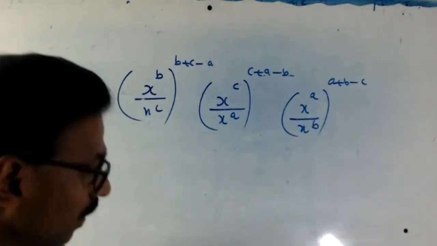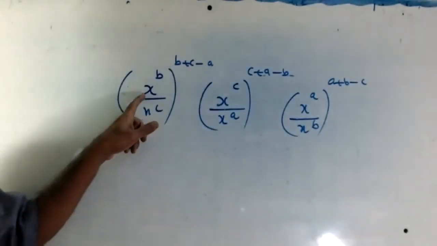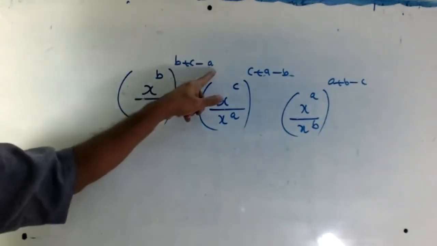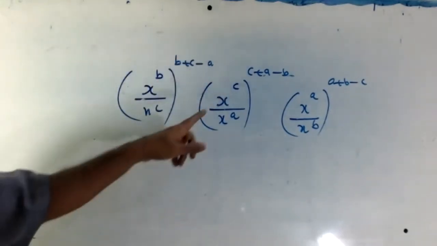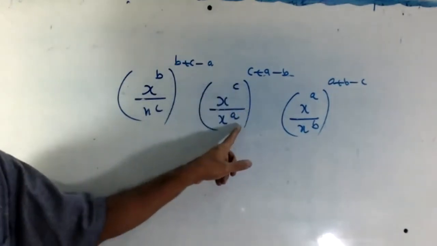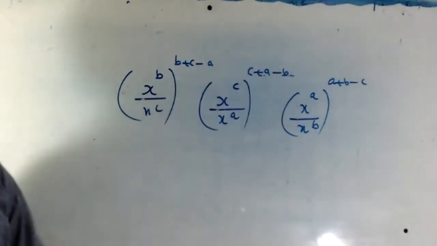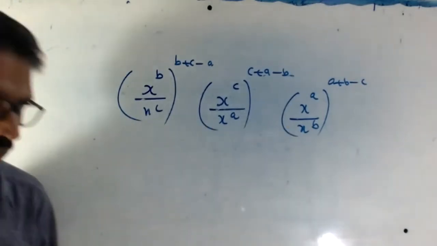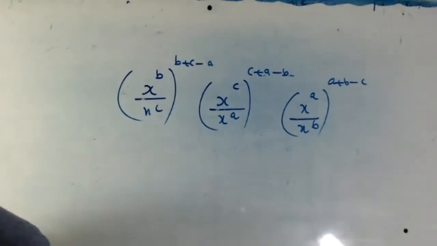You can see properly. Okay, look. x raised to b divided by x raised to c, whole raised to b plus c minus a, into x raised to c divided by x raised to a, whole raised to c plus a minus b, into x raised to a divided by x raised to b, whole raised to a plus b minus c. Okay now? Answer is x raised to minus abc.